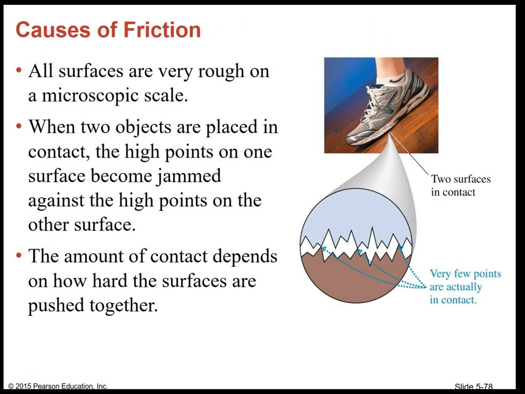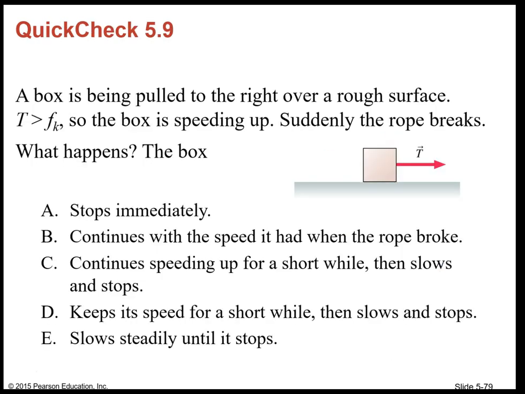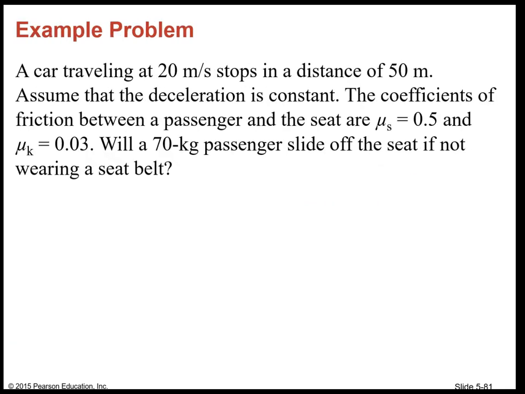Okay. Now, all surfaces are rough on a microscopic scale, so they're all going to have some levels of friction. I'll show you. Just take a look at this one. Okay. Another sample problem. Car is traveling at 20 meters per second in a distance of 50 meters. Okay, we have the coefficients of friction. Okay, we're going to figure out if they slide off the seat or not. I want you to solve this for class.